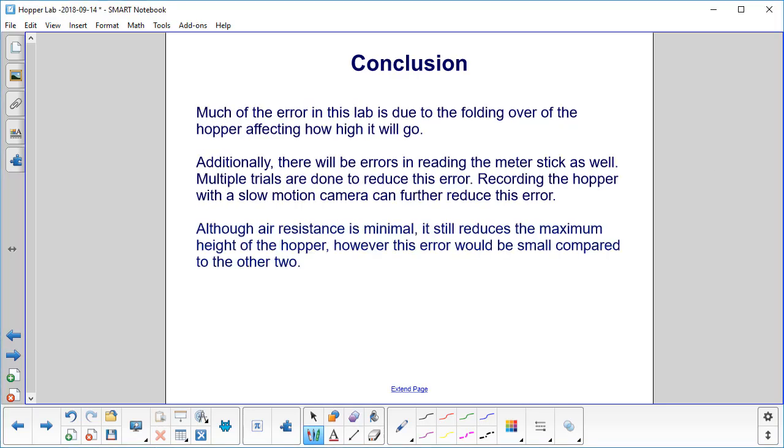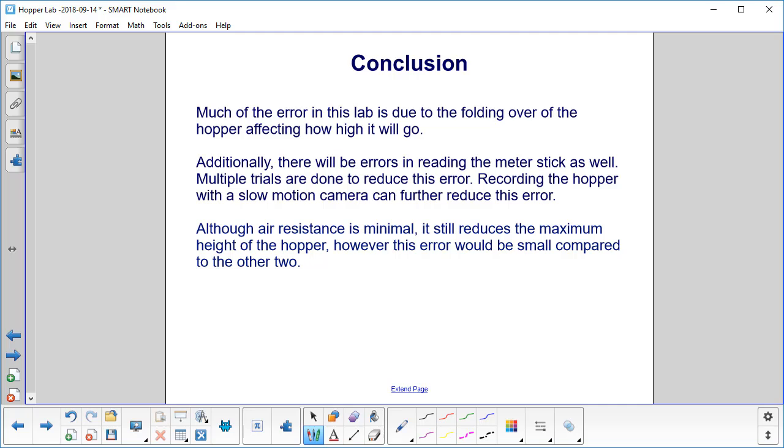Much of the error in this lab is due to the folding over of the hopper affecting how high it will go. Additionally, there will be errors in reading the meter stick as well. We do multiple trials to reduce that error. Recording the hopper with the slow motion camera on your phone can further reduce this error.